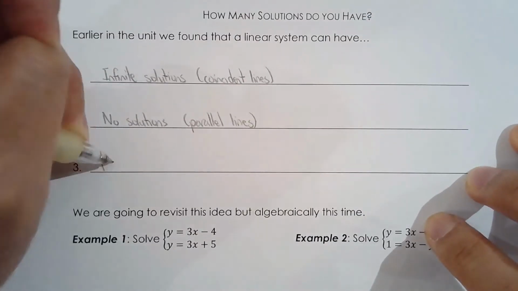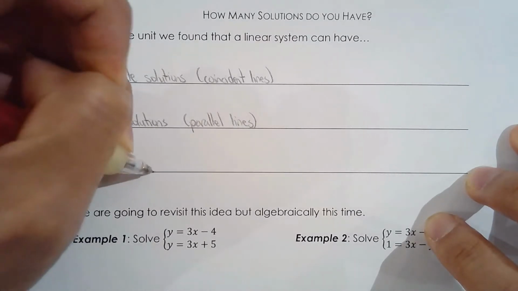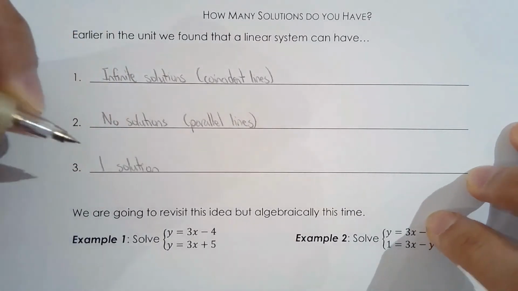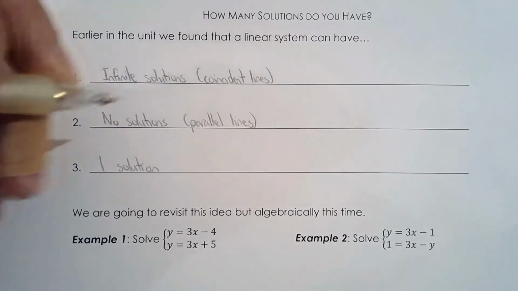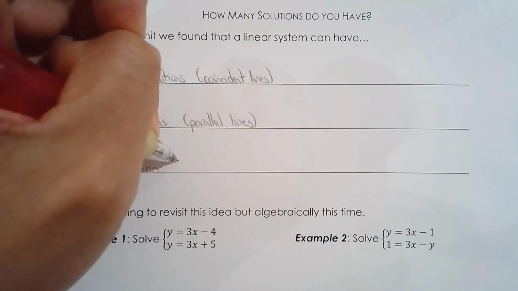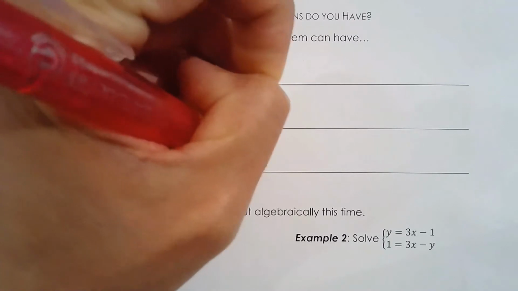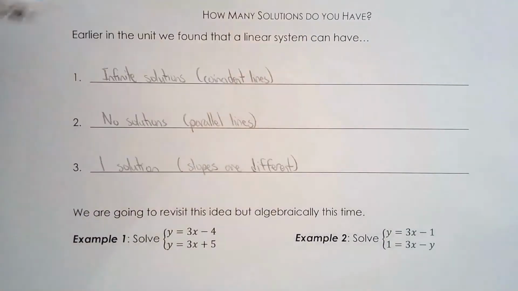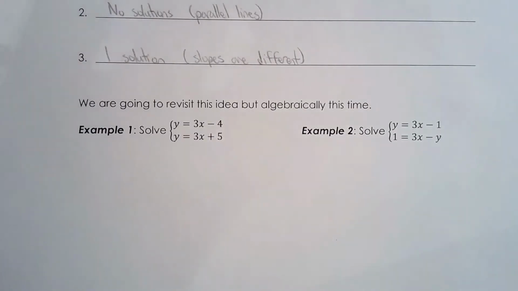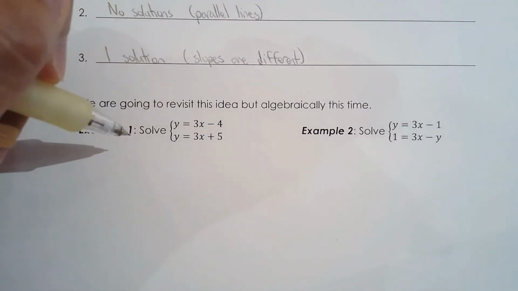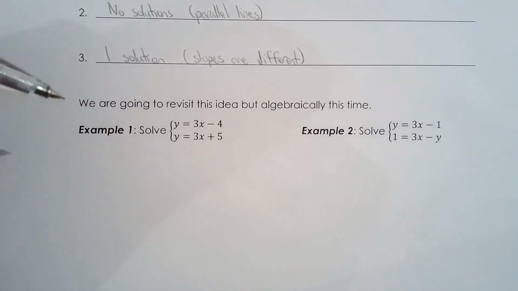And then we saw one solution. And that was pretty boring because we did so many different examples where the linear system had one solution. So one solution, slopes are different. Once you saw that the slopes of the lines are different, then there's going to be one solution for that linear system. So you know what? We are going to see how we can tell whether a system has no solutions or infinite solutions when we solve, whether you use the method of substitution or elimination.